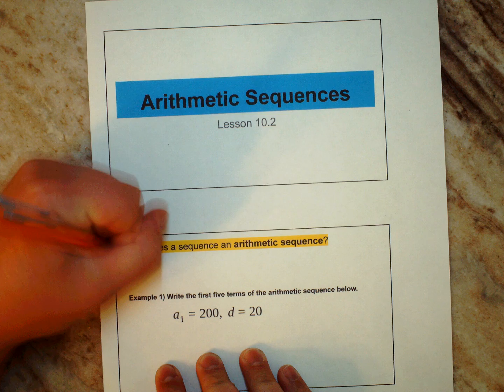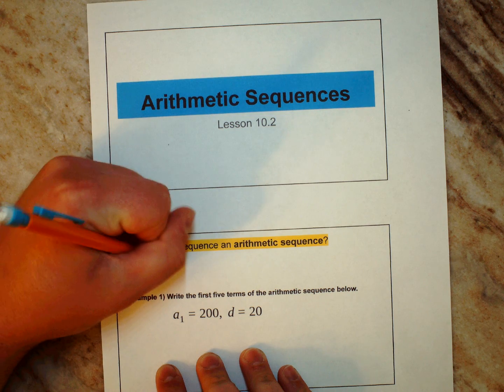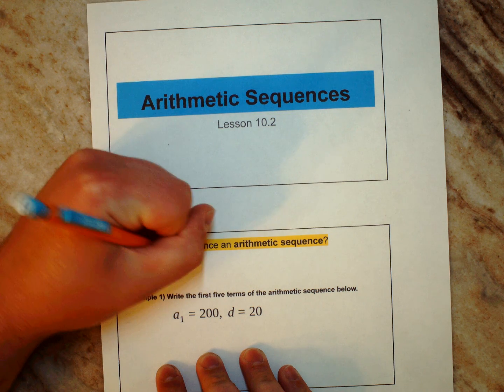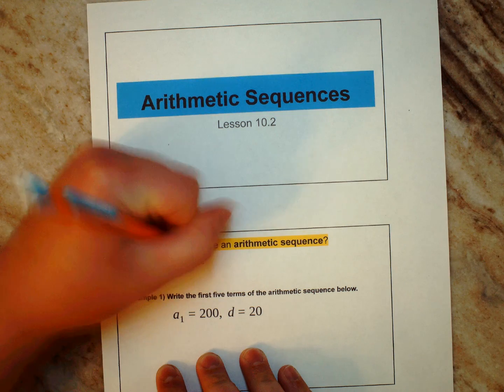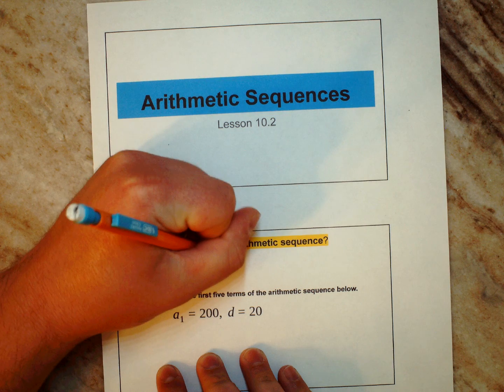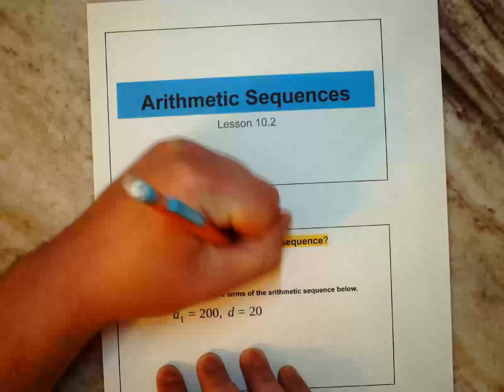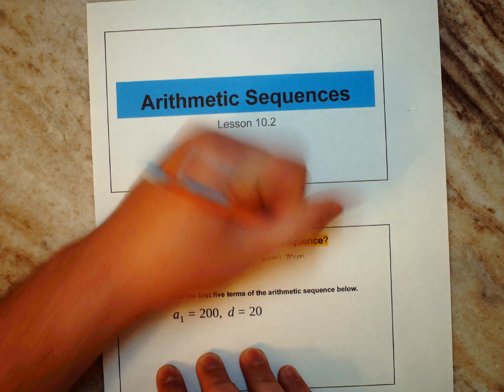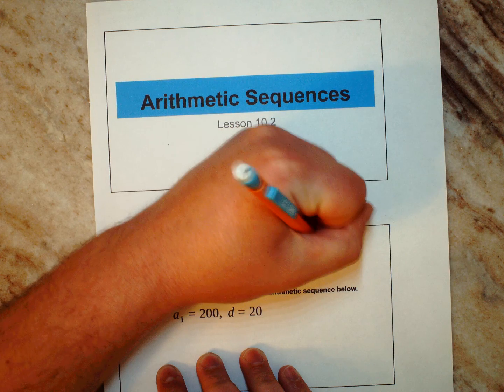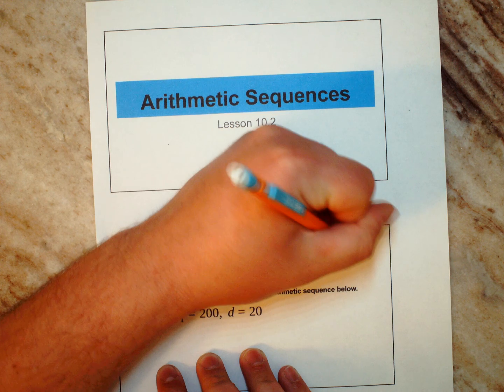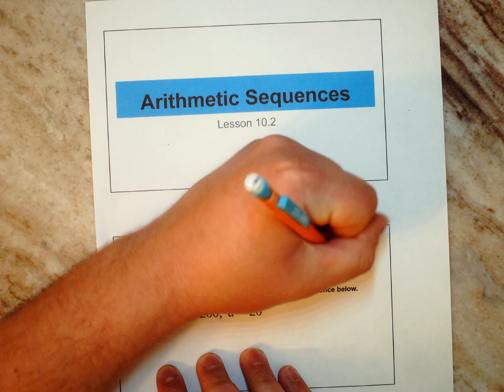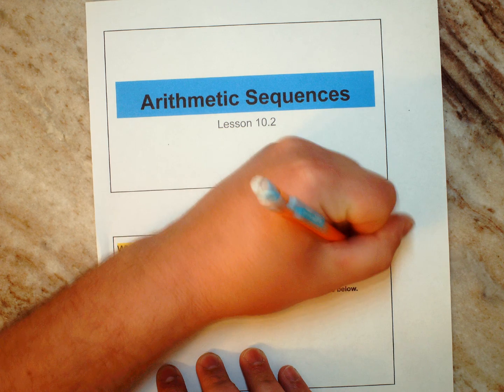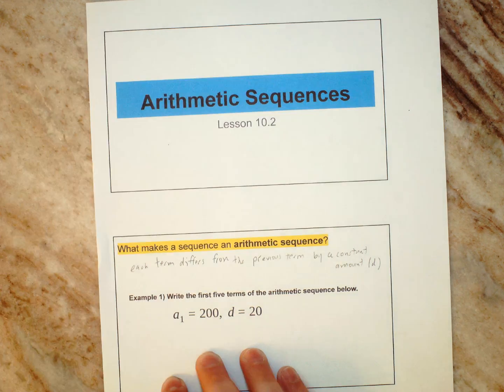Each term differs from the previous term by a constant amount. And we call that the common difference, which is d.